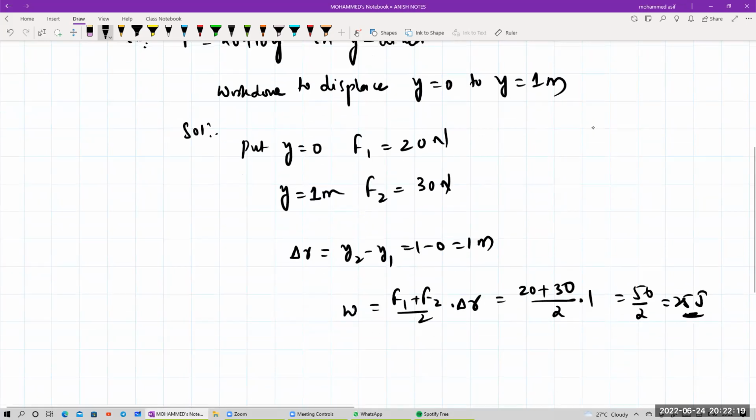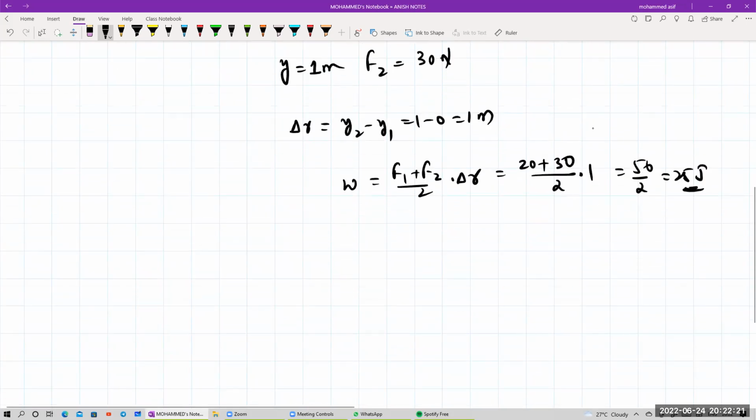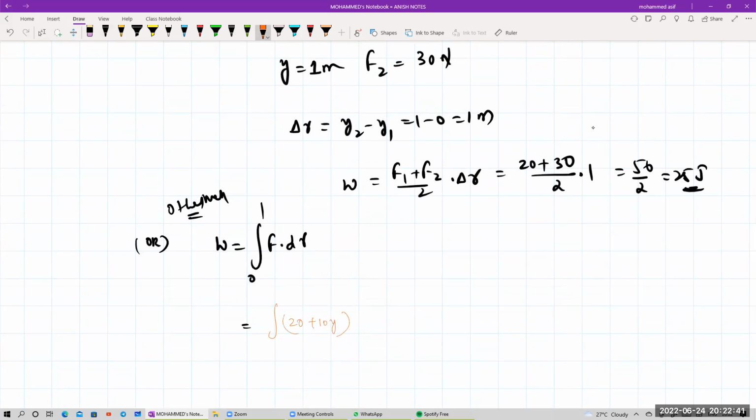Got it? Otherwise, generally what we do is, with the general lengthy method, work done equals integration. W equals the integral of F dr, and we take the limits from 0 to 1. So that is the integral of (20 plus 10y) dy, again from 0 to 1.